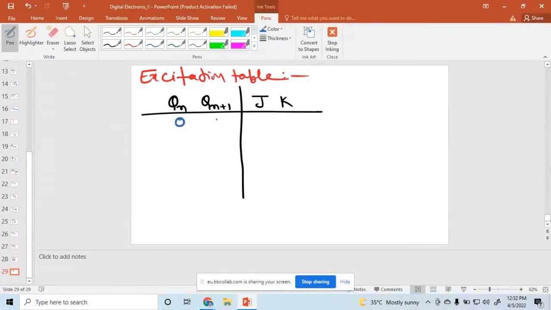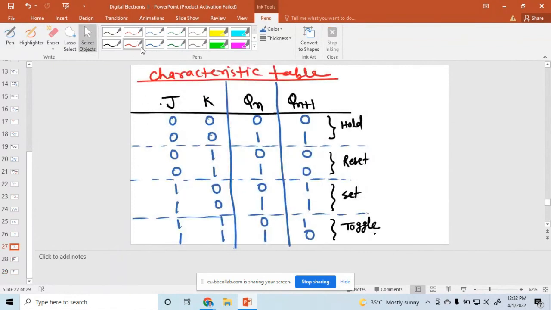Just now I'm taking 0 0, then we choose 0 1, then 1 0, and then 1 1. What happened to the values of J and K? Just see your characteristic table. When Qn is 0 and Qn plus 1 is 0, what is the value of J and K?